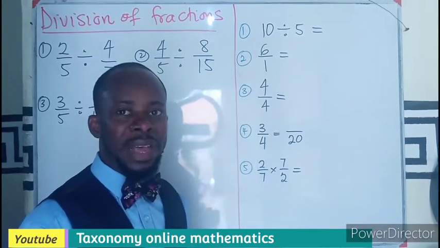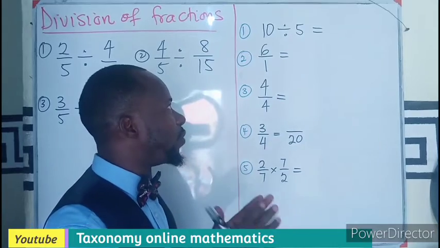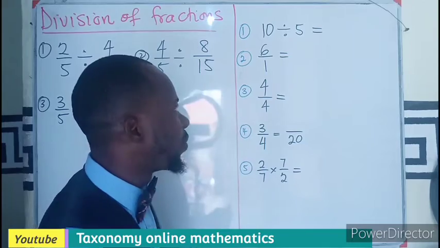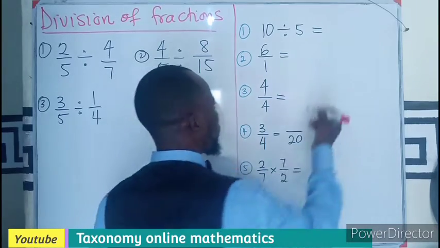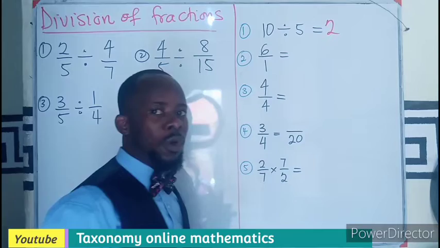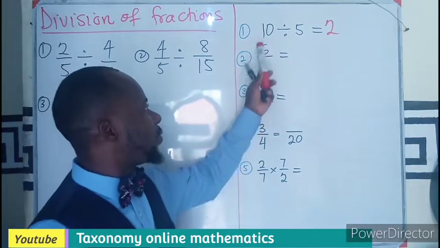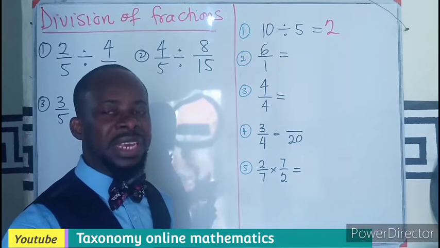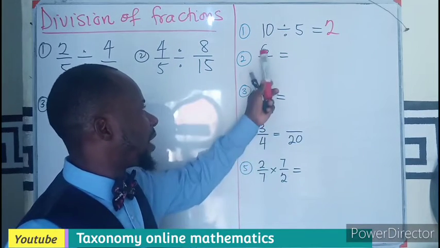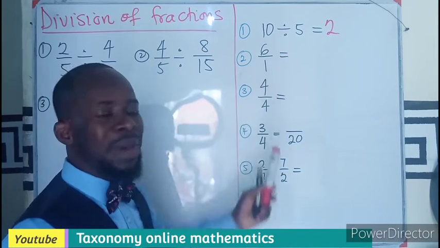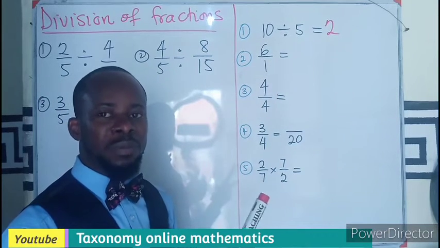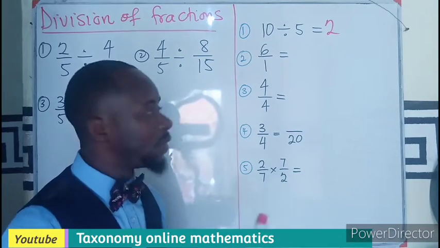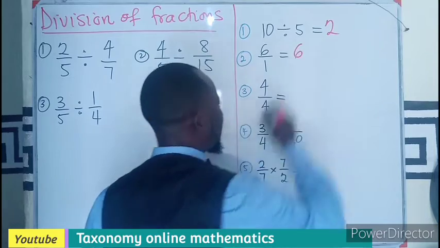So 10 divided by 5 simply means that if you have 10, how many groups of 5 can you get in 10? And that will give us 2. Also, we explained that if you are dividing a number by 1, the answer will just be the number, because this is like 6 divided by 1, meaning 6 being shared by one person, and the person will still remain what? And receive 6. So this will give us 6.